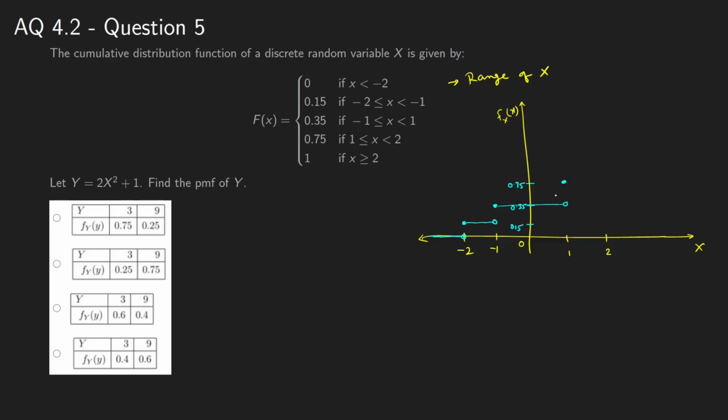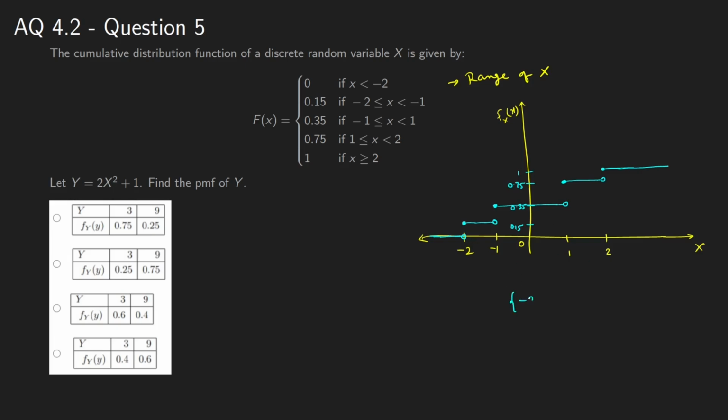And it similarly remains constant up to 2, or just before 2, and then at 2 there is a jump, and it becomes 1. After 2, there is no jump, and it remains constant. So we have to see at which points there is a jump, and those points will correspond to the values that the random variable x can take with non-zero probabilities. So the range of x will be the set of all points where there is a jump.